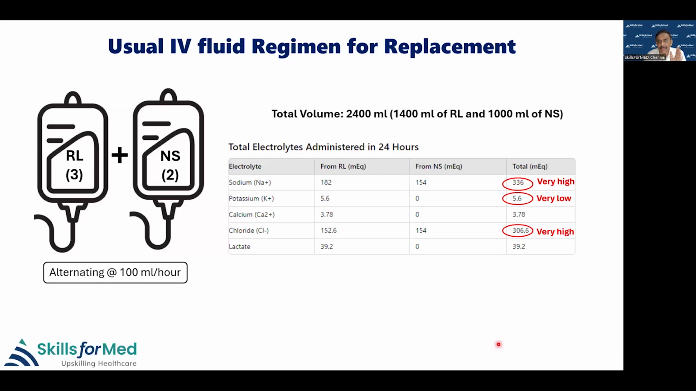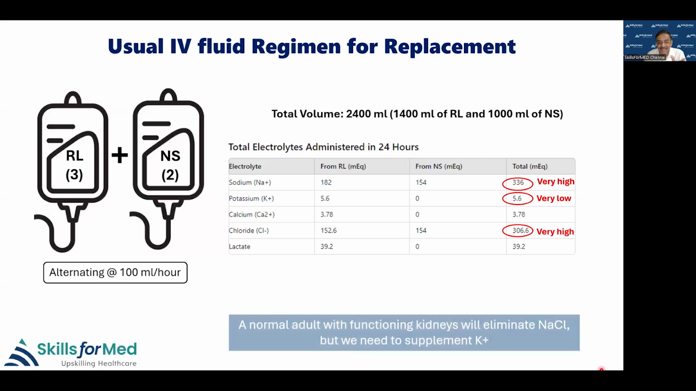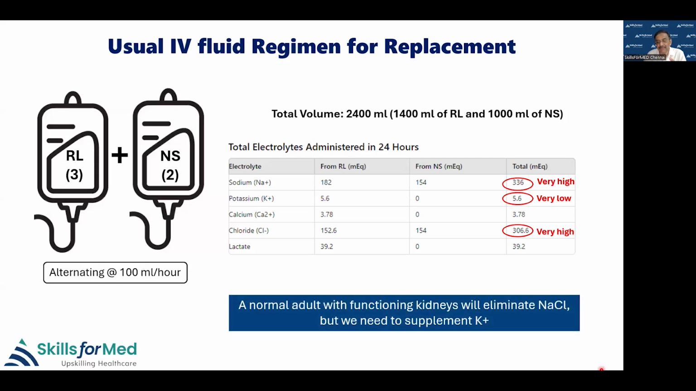Now you need to dissolve KCl in normal saline in alternating pints so that they get that 0.5 milliequivalent per kilogram, which for a 60 kilogram adult should be at least 30 to 40 milliequivalents of potassium. So why are we giving such a high concentration and getting away with it? That's because in a normal adult, the functioning kidney will eliminate sodium chloride, but we need to supplement potassium. But giving a lot of salt to most elderly patients and diseased patients will cause problems. So this is not an ideal regimen.